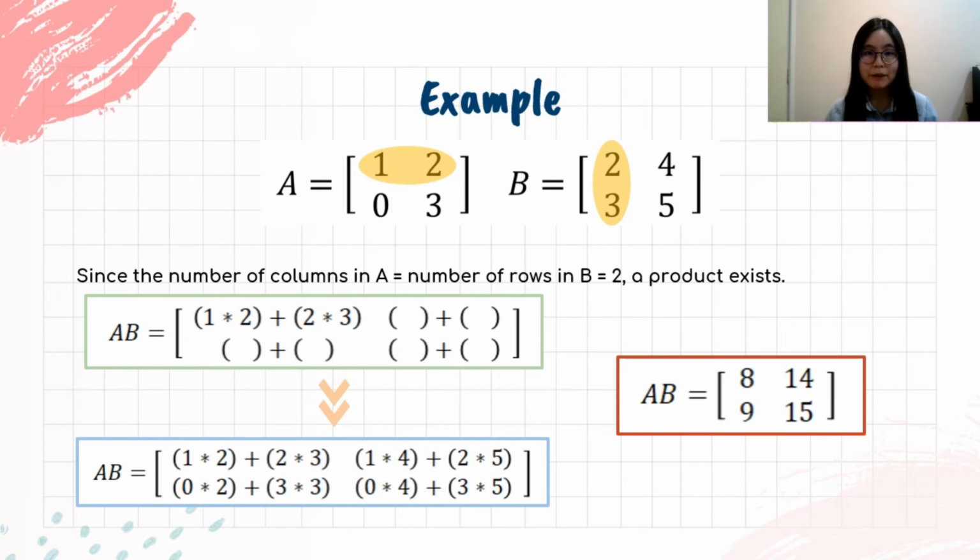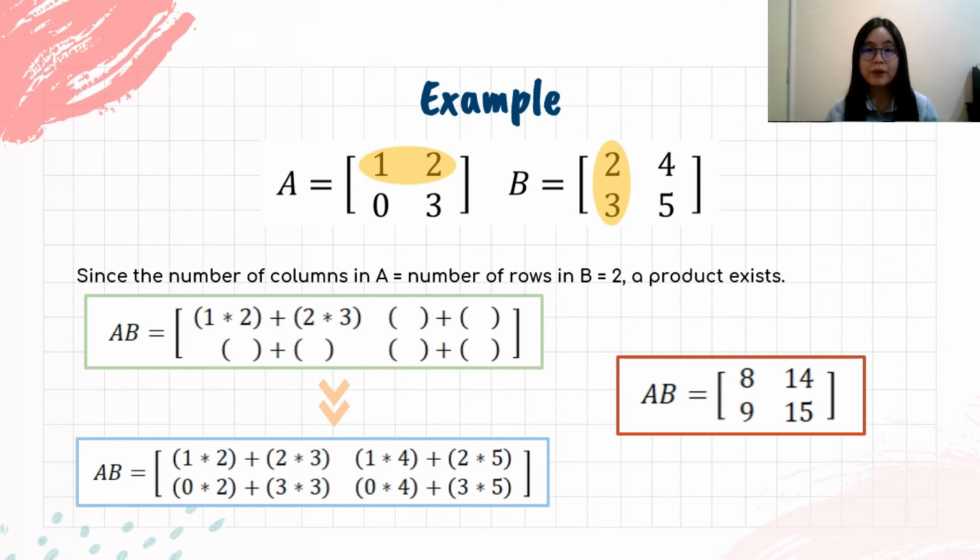So from this example, the first element of matrix A, which is 1, is multiplied by the first column element of matrix B, which is 2. Then we add the second element of matrix A, which is 2, times the second column element of matrix B, which is 3. Hence, we get the equation 1 times 2 plus 2 times 3. This will be the first element in the resultant matrix.